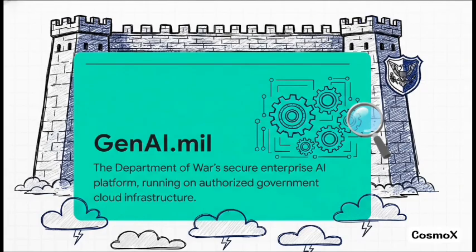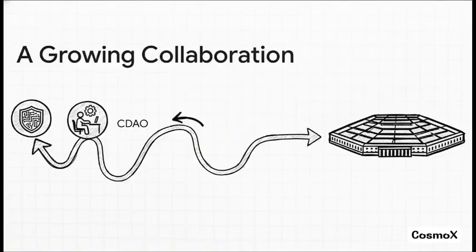So what is GenAI.mil really? The simplest way to think about it is like a secure, private garden for AI tools, completely walled off from the public internet. It all runs on the government's own authorized cloud, built for work that's sensitive, but not top secret. You know, this whole thing didn't just happen overnight. OpenAI and the Pentagon have been working together for a bit. They've already collaborated on things like cyber defense with DARPA and a few pilot programs with the CDAO. So this is really the next logical step in a relationship that's been growing for a while.